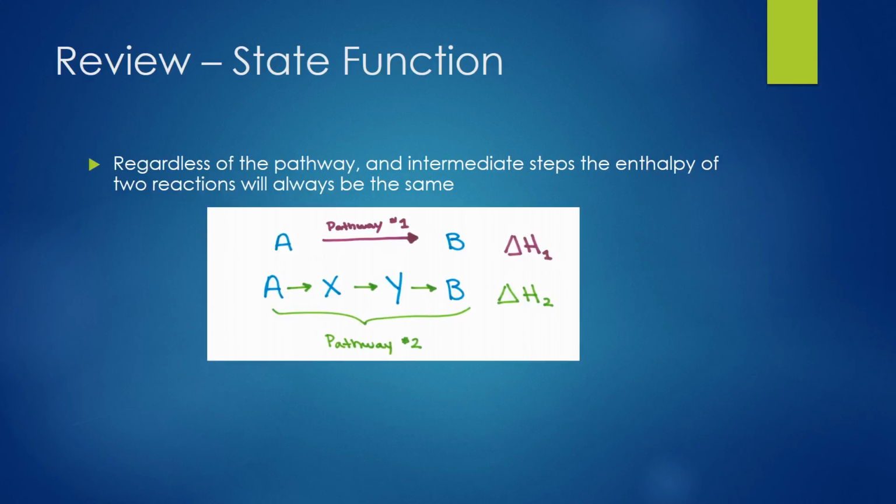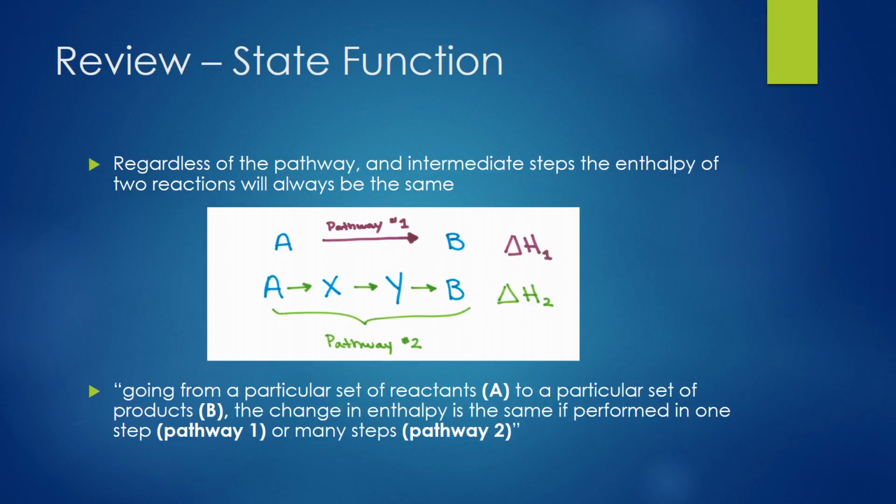Here's an example of that. We have A turning into B, and that's denoted by pathway 1, and it would have the enthalpy delta H sub 1. But then we also have pathway number 2, where A is turning into X, Y, and then B, and it would be given an enthalpy value of delta H sub 2. These two enthalpy values would be the same because the definition is going from a particular set of reactants, in this case A, to a particular set of products, in this case B. The change in enthalpy is the same if performed in one step, which is done in pathway 1, or if it's done in many steps, which is done in pathway 2.